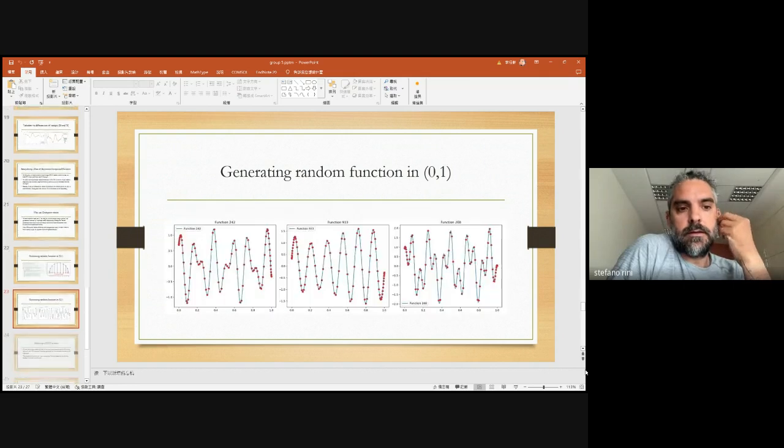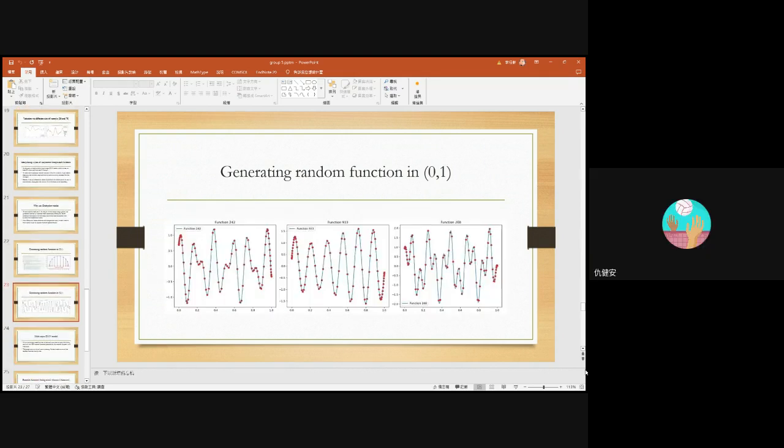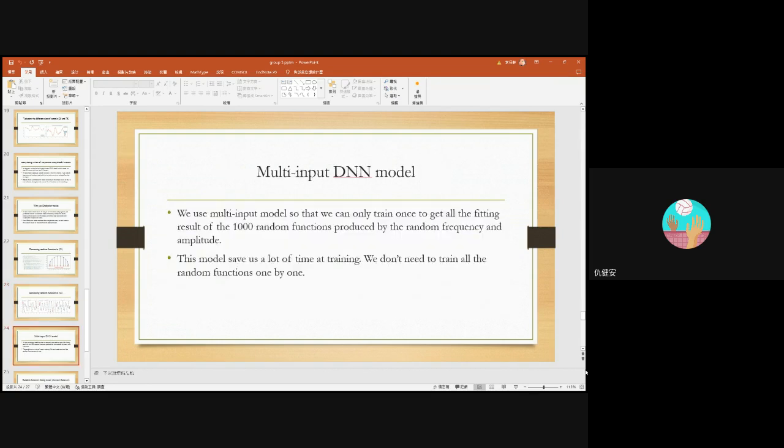Okay. This slide shows how we generate random functions within the 0 to 1 interval by selecting random frequency and amplitude. This ensures that every generated function is unique, providing diverse training samples. Here, another example of the random function generation process is displayed, highlighting the variety and complexity of the functions, which is crucial for testing the robustness of our model.